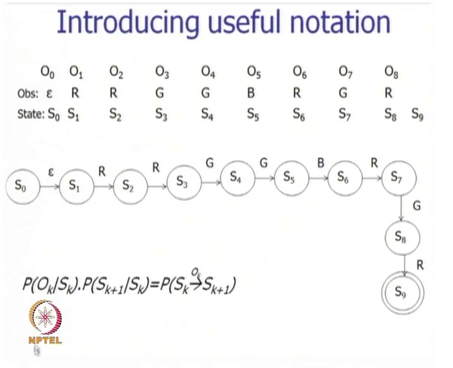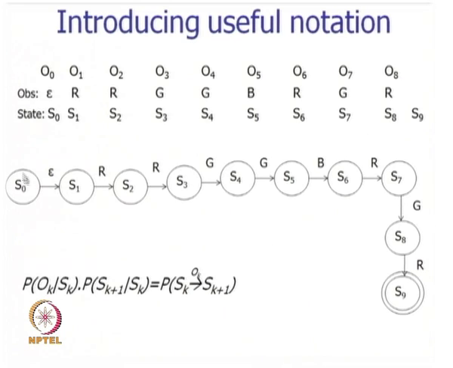So, what we have seen last time in the last slide is that we have Ok for a state Sk and a transition Sk to Sk plus 1. We write this notation, P(Ok given Sk) into P(Sk plus 1 given Sk), as probability of Sk arrow Sk plus 1. The meaning of this arrow is that the next state after Sk is Sk plus 1 on the output or input to be Ok. So, Ok is the output and the state transition is from Sk to Sk plus 1.